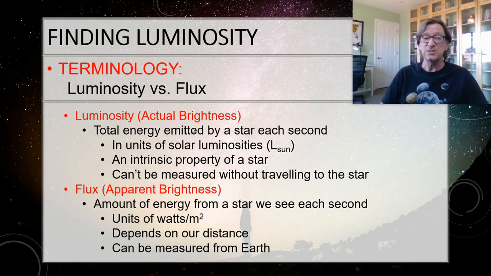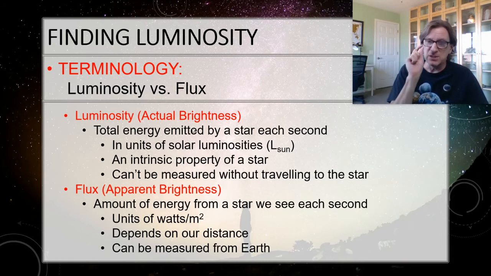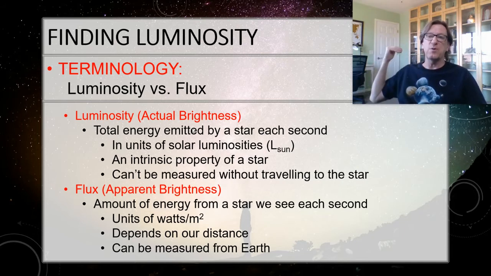However, how much it actually is depends upon our distance. Now, our sun puts out over 1,000 watts per square meter because we're very close to it. But even the closest star to us, Alpha Centauri, is so far away that we're getting just a tiny, tiny little fraction of it. How much we get depends upon the distance. The farther away you are from the sun, the less energy you're going to get. But this is something we can measure on Earth.